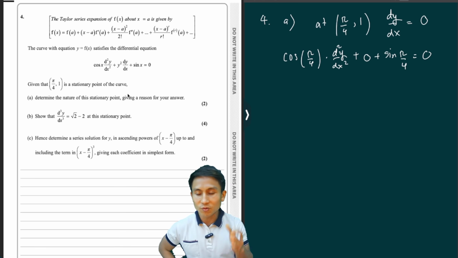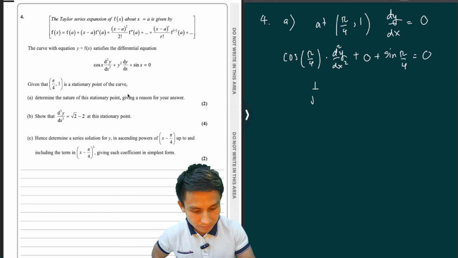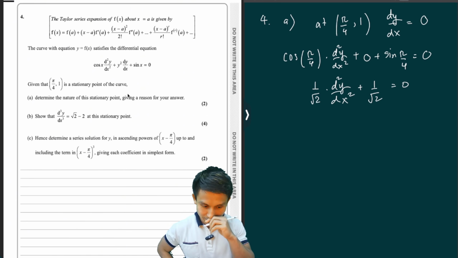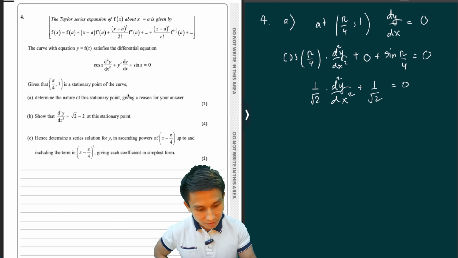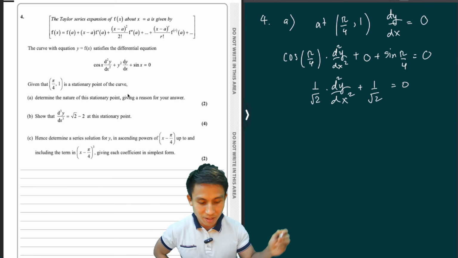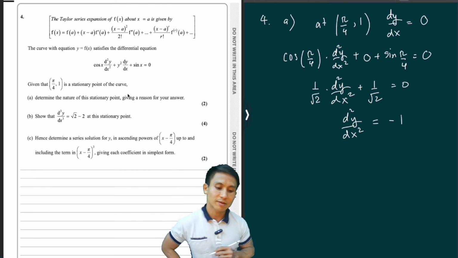So we are solving for the second derivative here to see the nature at this point, right? So cos pi over 4 is 1 over root 2, yeah? Sine pi over 4 is also 1 over root 2. Okay, that makes it easy. So we subtract 1 over root 2 on either side, and then we multiply across by root 2, so we're going to get d squared y by dx squared equals minus 1, right? Yeah?